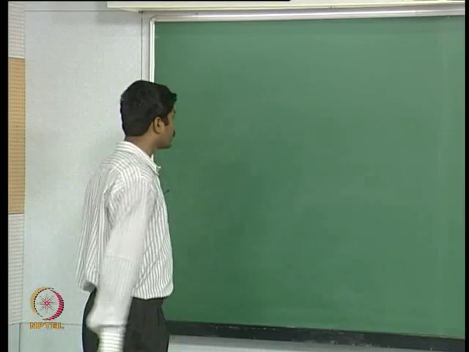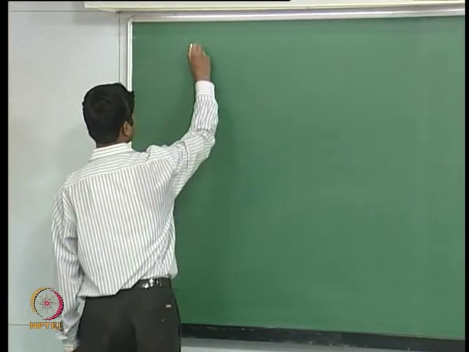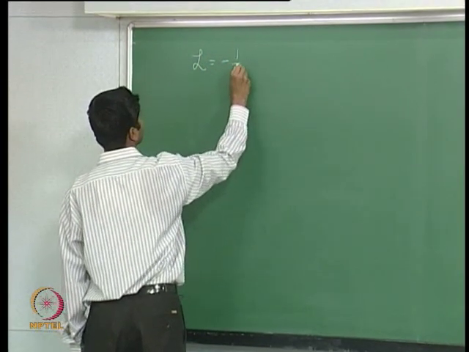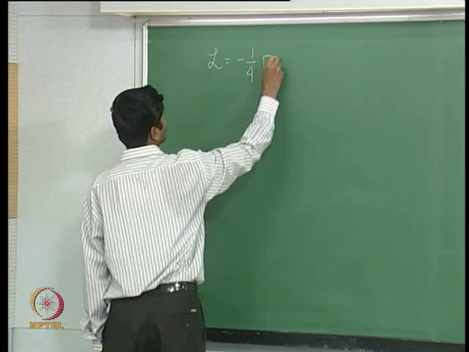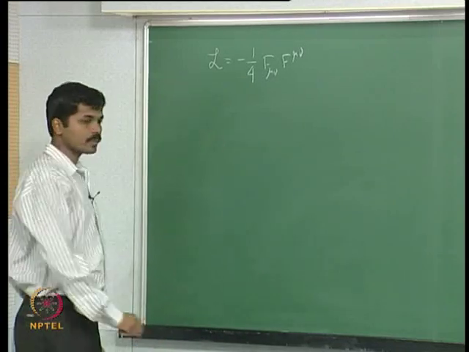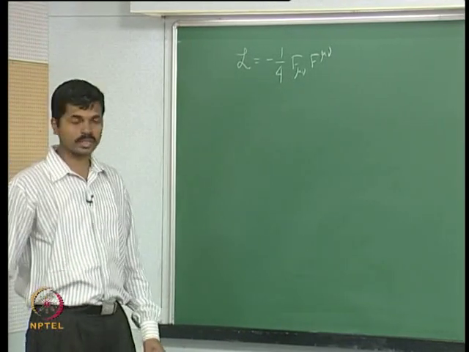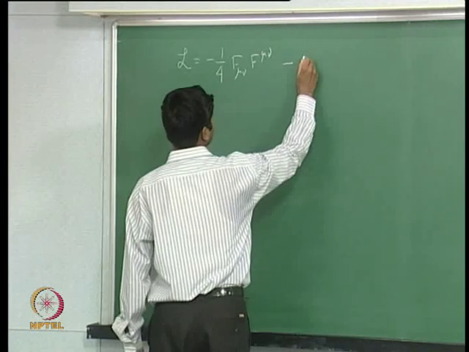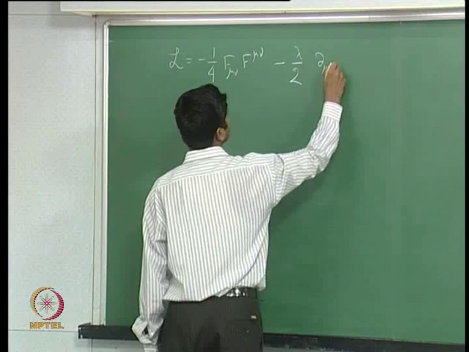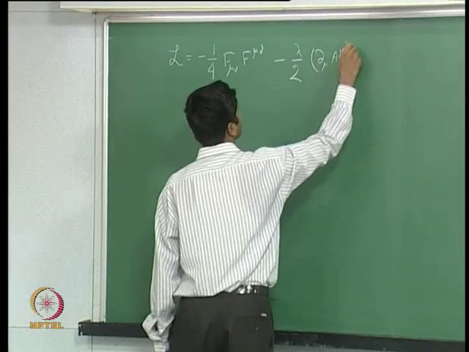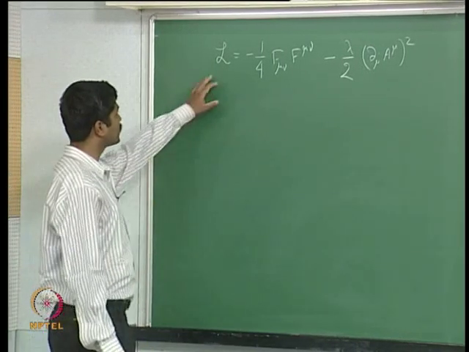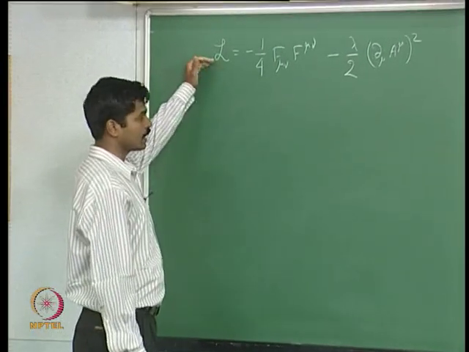So, we are discussing the covariant quantization. The Lagrangian density is given by F mu nu, and we have modified this Lagrangian density by adding an additional term which is proportional to (del mu A mu) whole square. This is the Lagrangian density we will consider, and then we will quantize this.